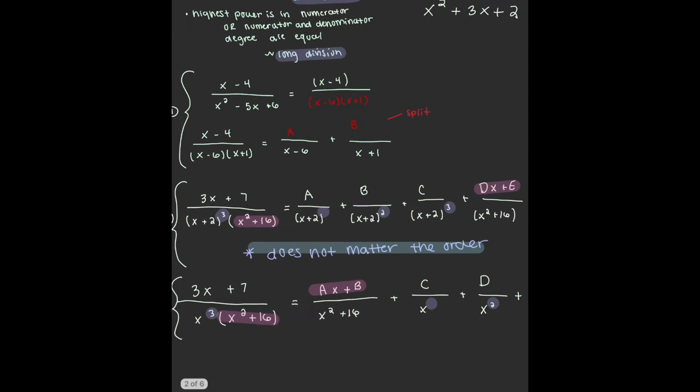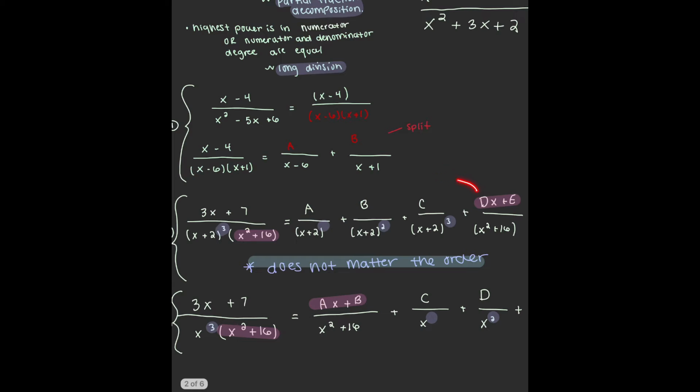So technically you can even write this piece up in the front and use it as ax plus b and then do the rest as just c, d, and e. It doesn't matter the order in which you put it.